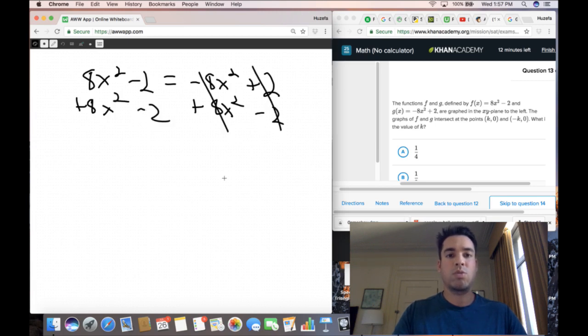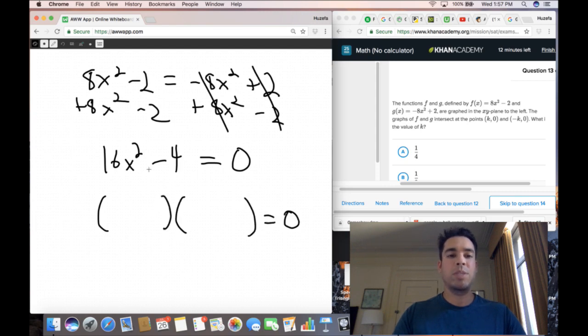So this goes away, this goes away. We got 0 left over here. We got 8x squared plus 8x squared, 16x squared minus 4. This is a difference of squares. Hopefully you see that. Difference of squares means we take the square root of this whole thing, which is 4x, and the square root of this, which is 2, and 2. And then one's plus, one's minus.